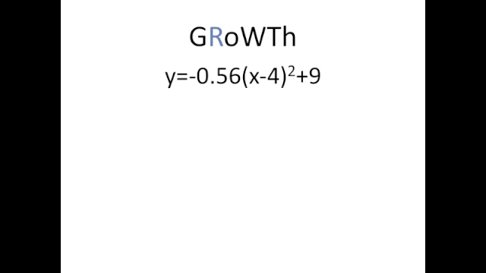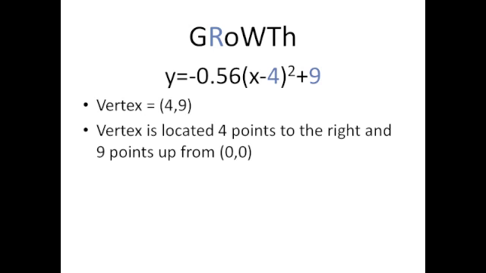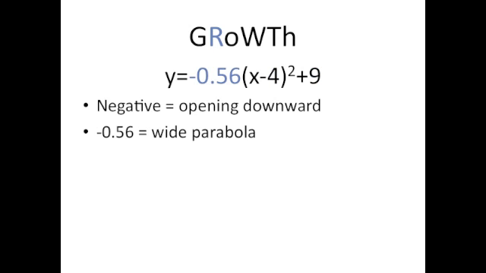By looking at this equation, you can tell that the vertex is (4, 9), because h is 4 and k is 9, which means that the vertex is located 4 points to the right and 9 points up from (0, 0), or the origin. You can also tell that it will open downwards because a is negative. Since a is between negative 1 and 1, the parabola will be wide.